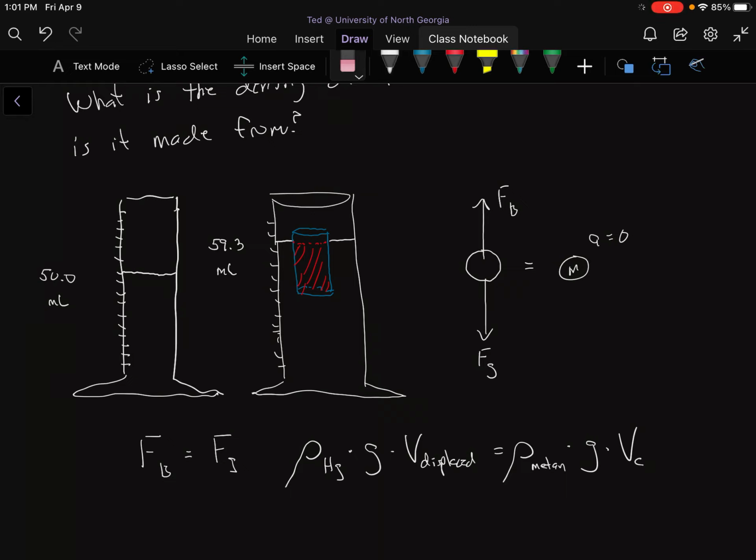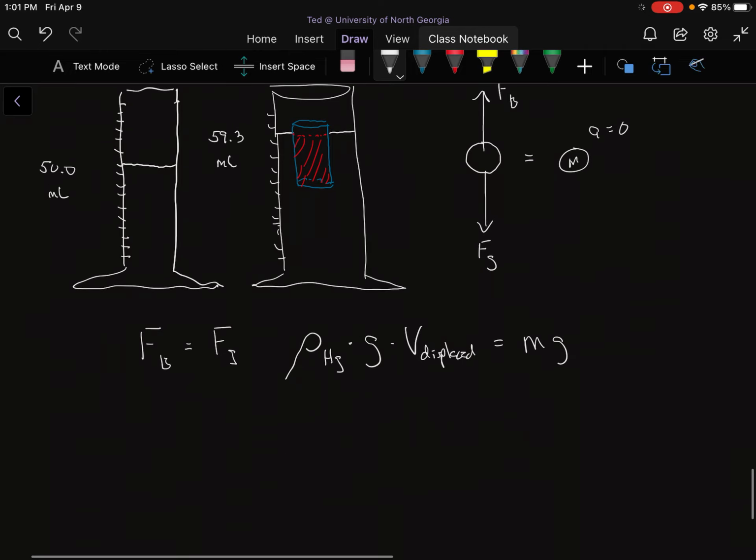Okay, let me rewrite that just to make sure that that's super clear. The gravitational force is equal to mg. But the mass of that cylinder is equal to the density of the metal times the volume of the cylinder, the whole volume of the cylinder.